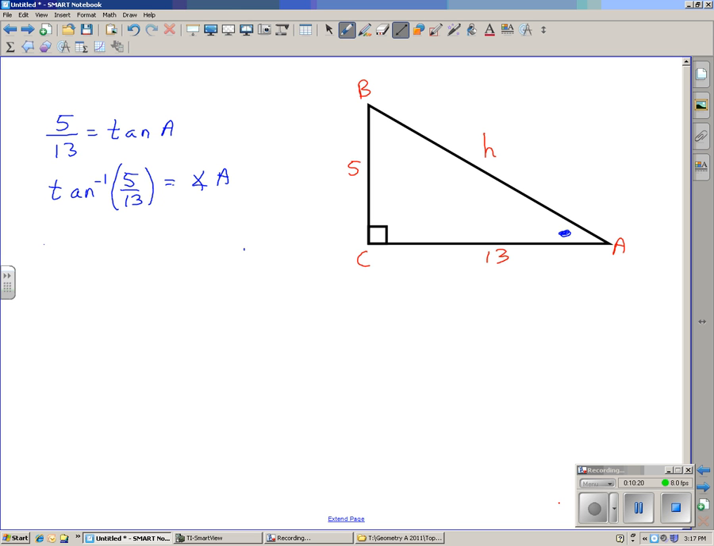And I'm going to write this down in a sentence. It says, this is asking the question, what angle, this is what this means, what angle has an opposite over adjacent ratio of 5/13. That's what that tells you.